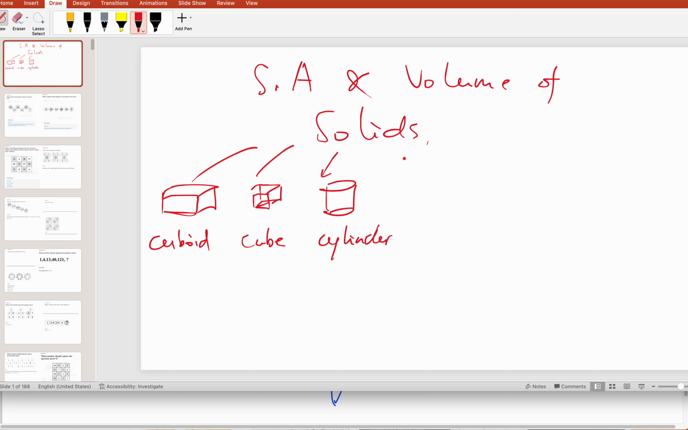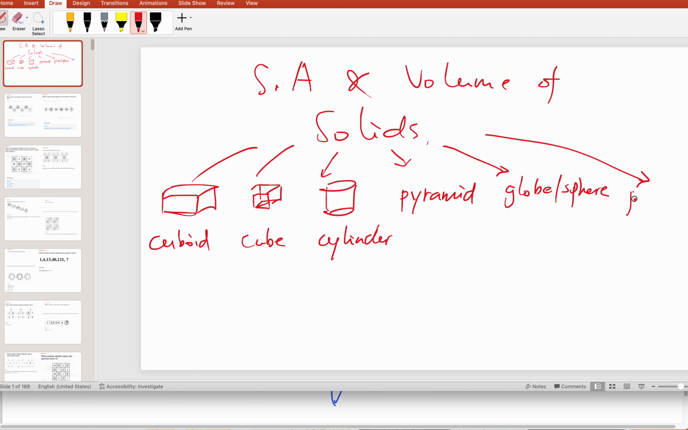Right, then pyramid, what else? Hemisphere. Oh, hemisphere, I consider it a globe, lah, huh? It's a globe or sphere. Hemisphere is just half, right? What else? Prism. What else?